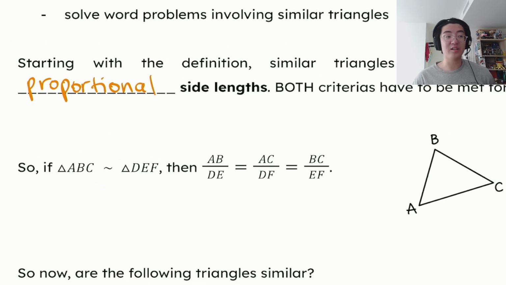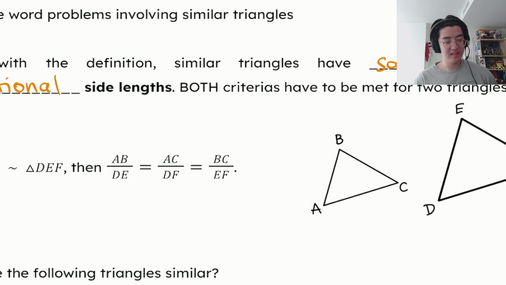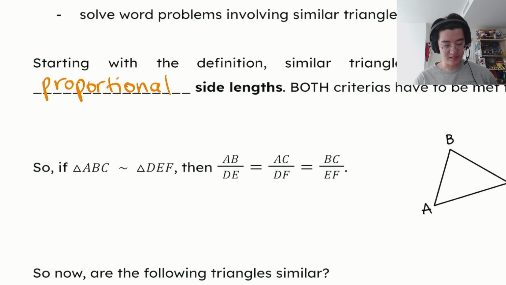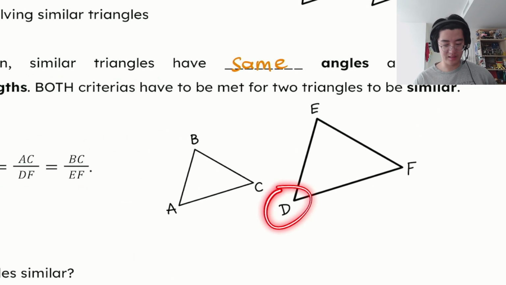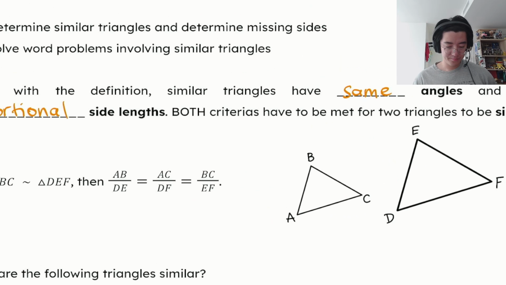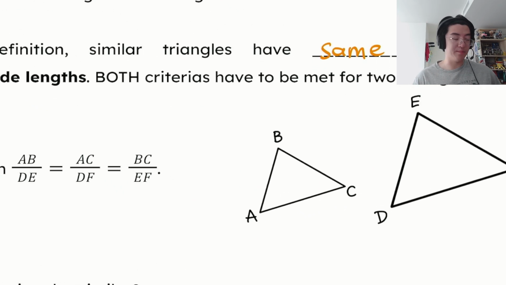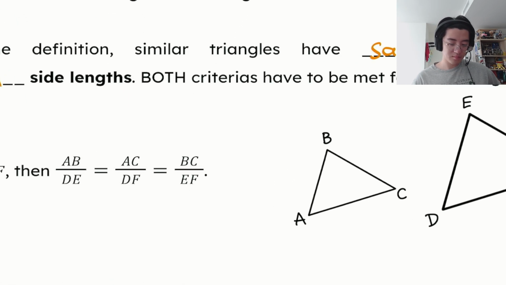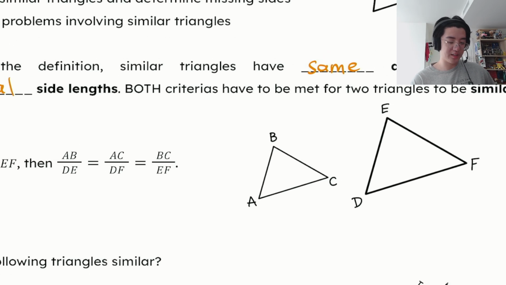To denote a specific triangle, we just have this triangle symbol with all the points as the letters. So triangle ABC refers to this one here with the points A, B, and C. Triangle ABC is similar to triangle DEF. They are similar because they have the same angles, and also their side lengths are proportional.